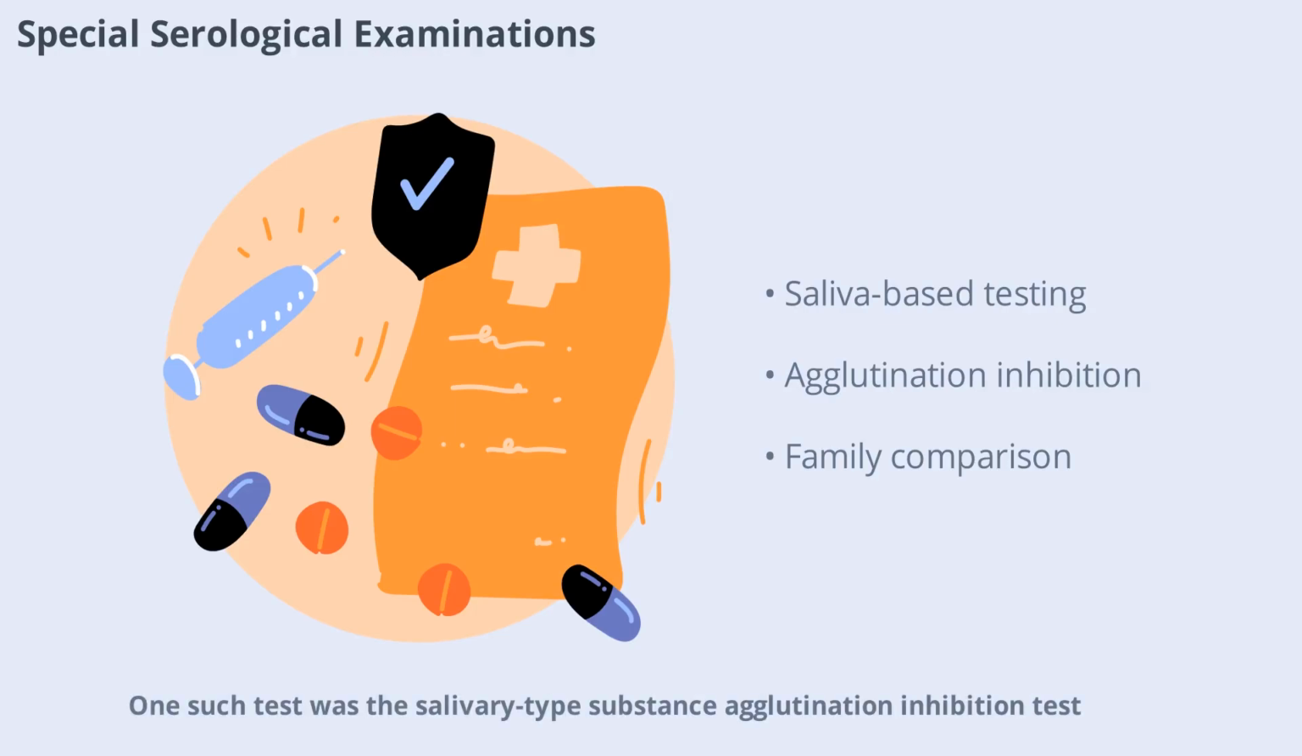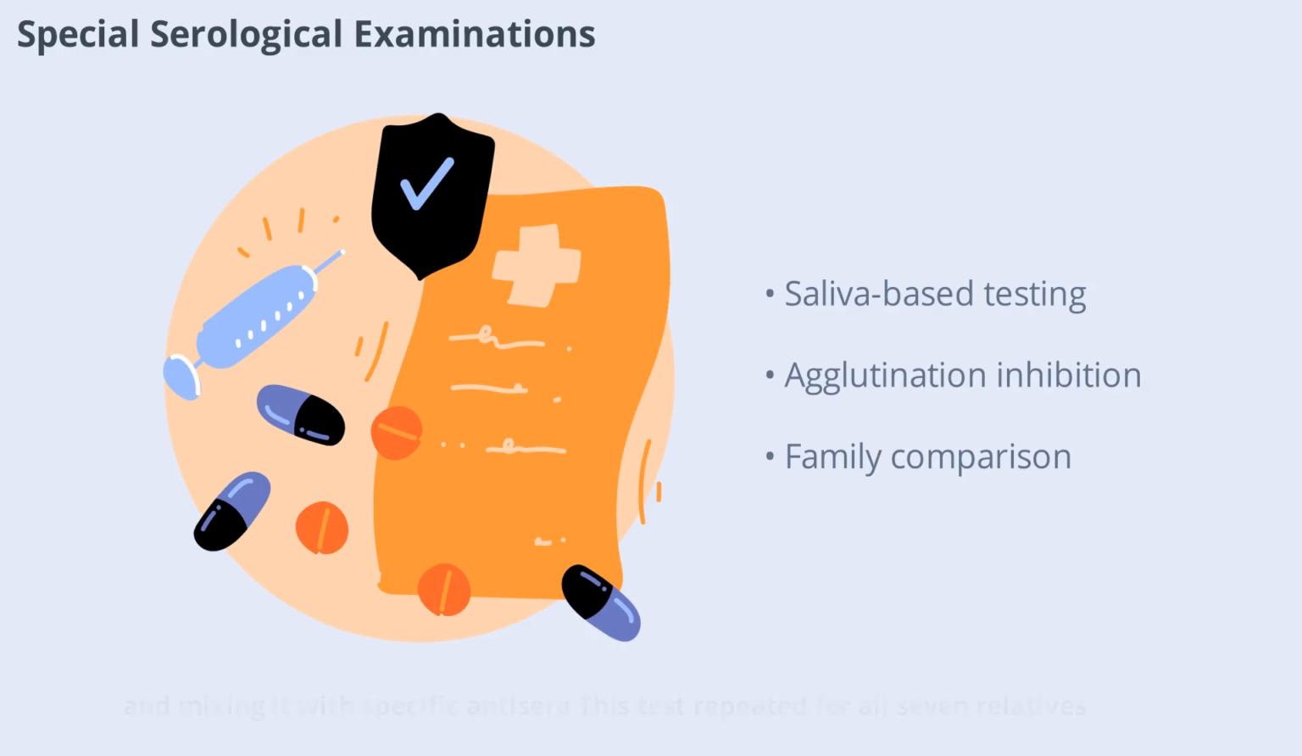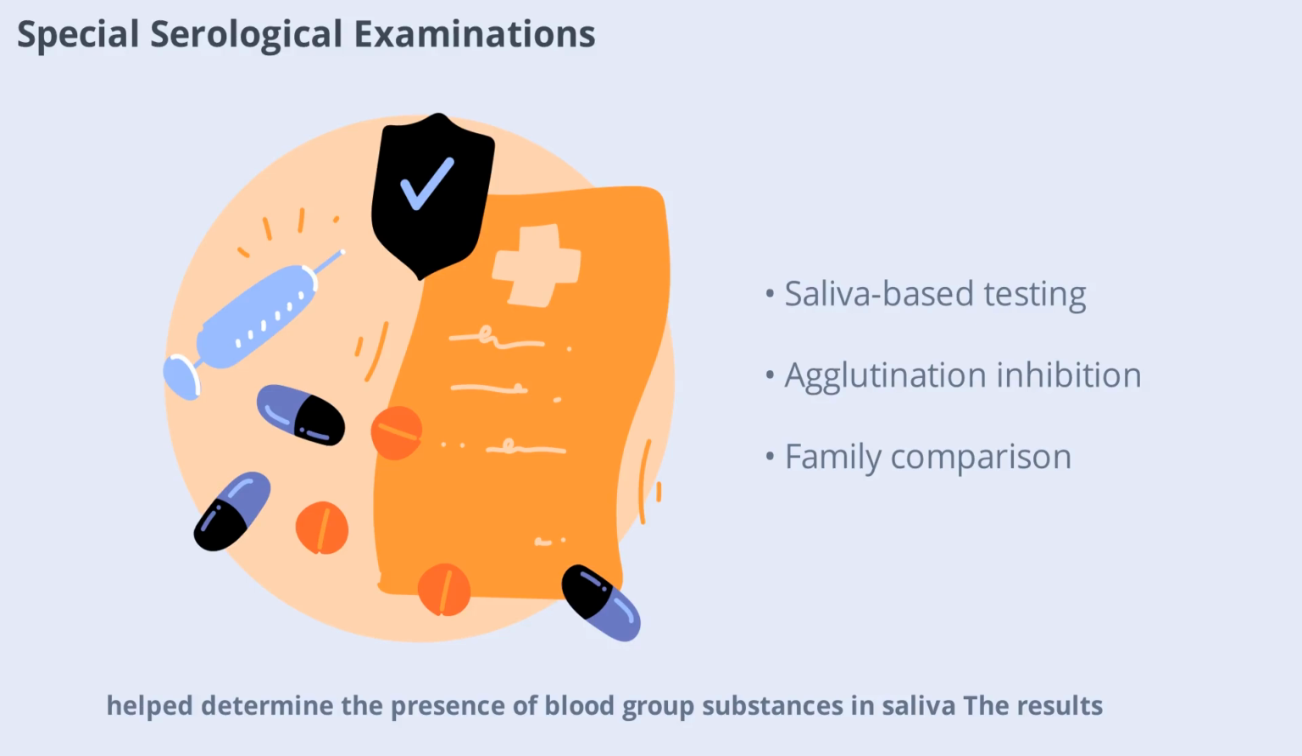To further clarify the blood type discrepancy, the team conducted specialized serological tests. One such test was the salivary type substance agglutination inhibition test, which involved processing the patient's saliva and mixing it with specific antisera. This test, repeated for all 7 relatives, helped determine the presence of blood group substances in saliva. The results, again summarized in a table, provided more evidence pointing towards a rare blood group subtype.